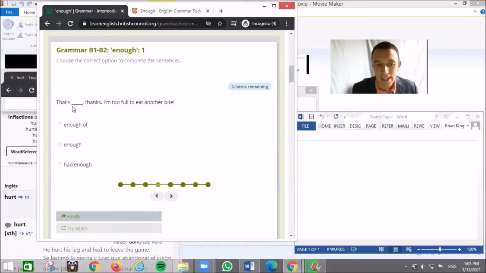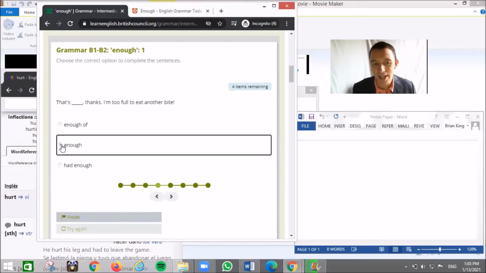Okay, enough of is with the determiner or with the pronoun. Had enough is the verb when you have a subject before. So that's the subject. But here, that's enough. So we have the verb that is, and we need enough as a pronoun. Okay, so that is enough because we understand the context. For that reason, enough as a pronoun.